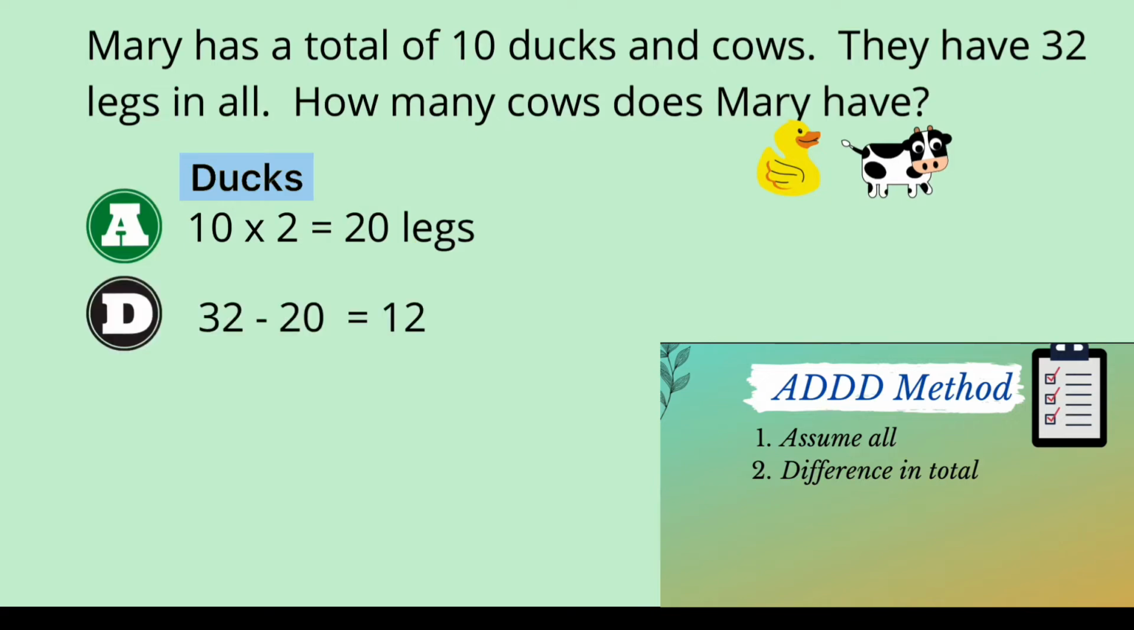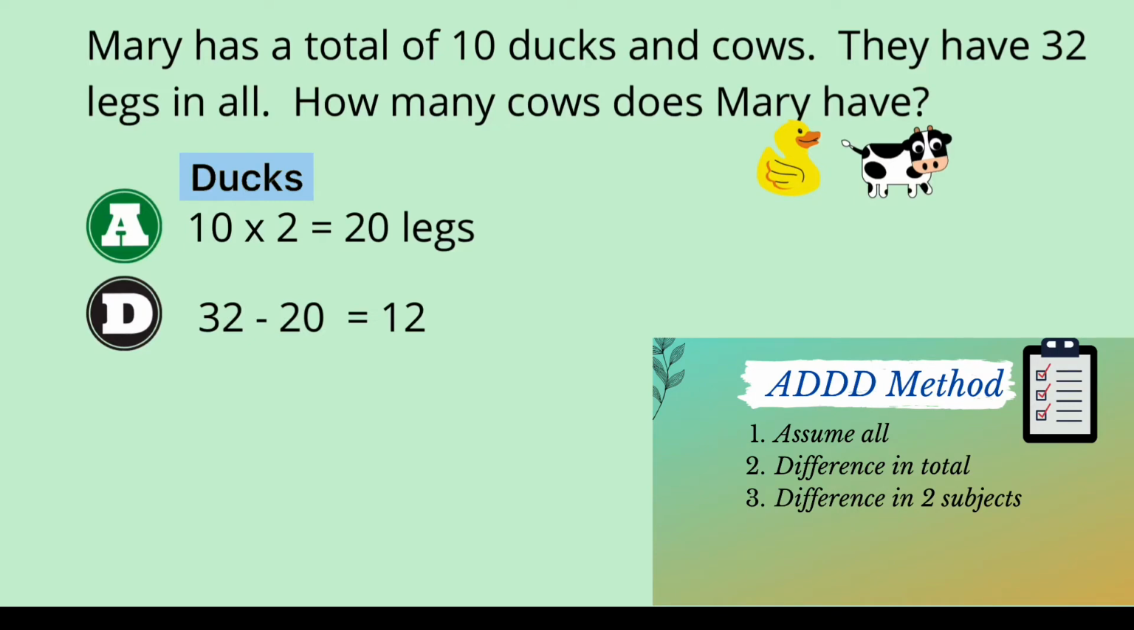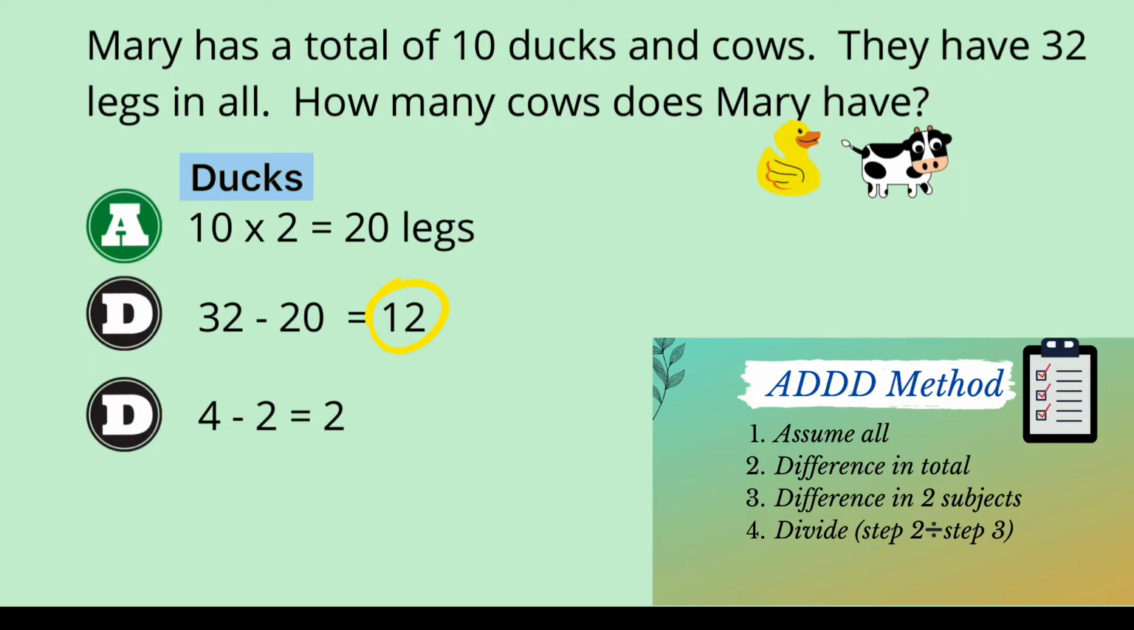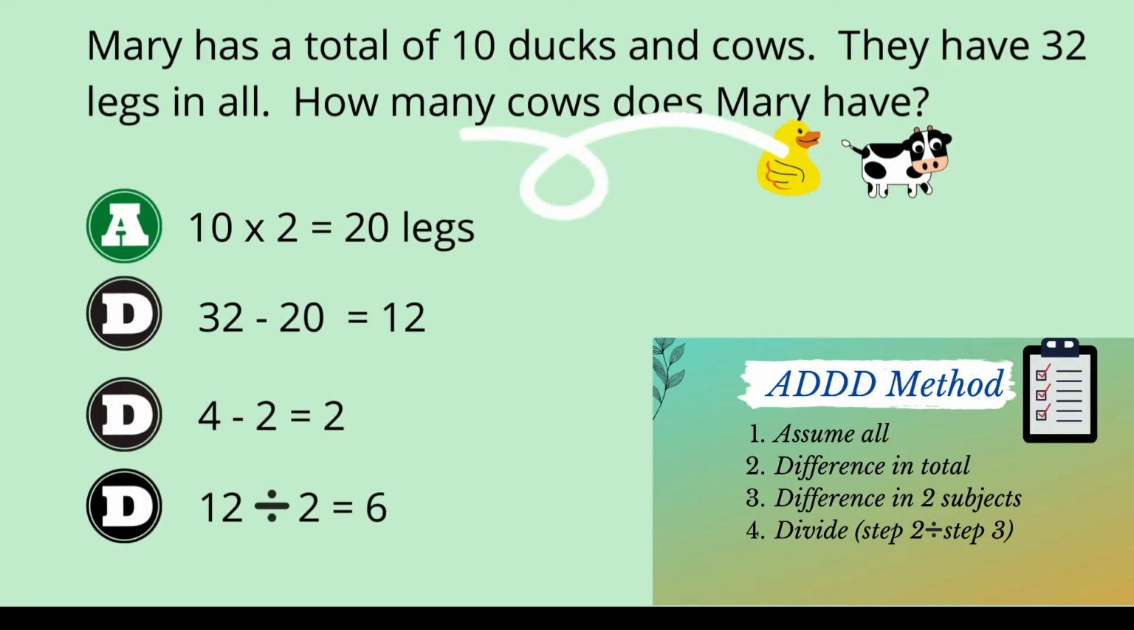Alright? So step 3, we need to know the difference between the two subjects. Cow has 4 legs and duck has 2 only. So 4 minus 2, the answer is 2. The final step, the number we got in step 2 divided by the number we got in step 3. In short, step 2 divided by step 3. In this case, 12 divided by 2, the answer is 6. As we assumed all 10 animals were ducks in step 1, the answer that appears in step 4 will be the answer to the number of cows. So there are 6 cows.